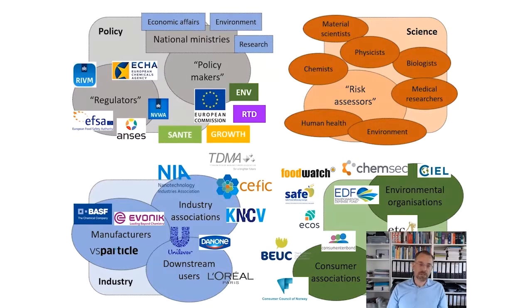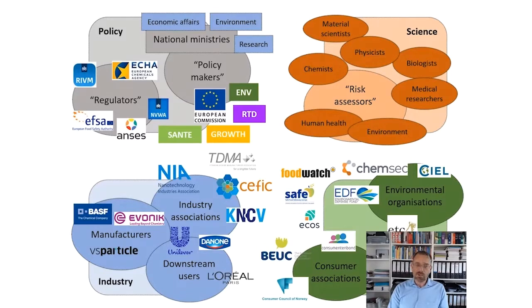Civil society organizations, in the bottom right corner, will also try to shape policy outcomes. Being concerned with food safety and with human and environmental health, they advocate the precautionary principle. If there are uncertainties about the health effects of materials, they shouldn't be used. And industry, in the bottom left corner of this image, is directly affected by the opinions of the regulators and the decisions taken by policymakers.